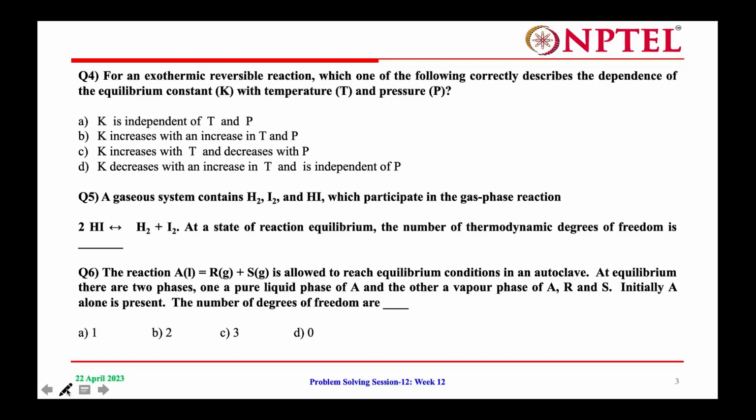Now coming to question number 4. For an exothermic reversible reaction, which one of the following correctly describes the dependence of the equilibrium constant K on temperature and pressure? Options given: K is independent of T and P. K increases with increased T and P. K increases with T and decreases with P. And K decreases with increased T and independent of P.